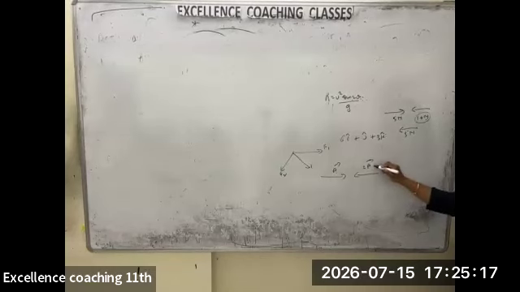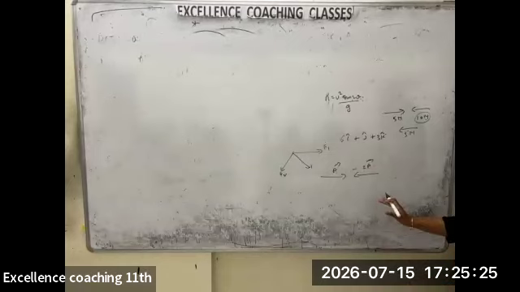Now you have A and 2A. What will be the answer? A minus 2A. It will be minus A. Now direction will be what? So R is equal to minus A, you can write. R is equal to minus A.